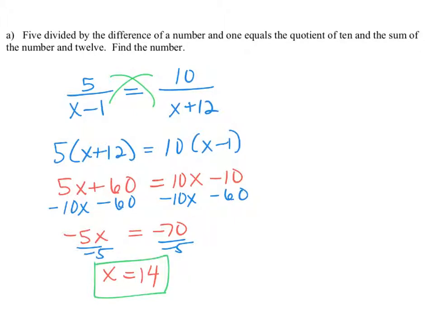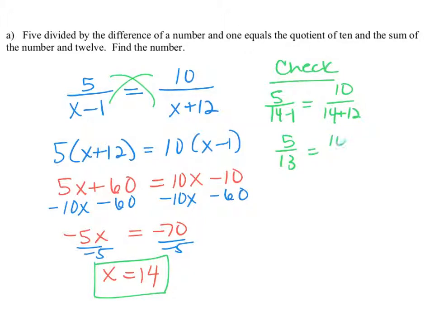So we can check this in our original proportion that we set up. Since x is equal to 14, we can do our check step. 5 divided by 14 minus 1 is equal to 10 divided by 14 plus 12. So that's the same thing as 5 over 13 is equal to 10 over 26. Since these are equivalent fractions, we know that our answer is correct.